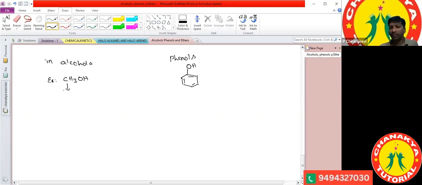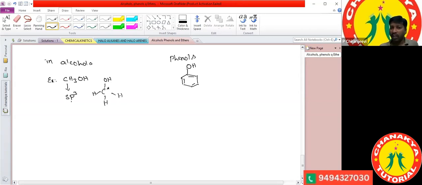CH3OH. What is the hybridization of the carbon in methanol? sp3. What does the hybridization mean? sp3. It has a tetrahedral shape: OH bond, H bond, H bond, H bond. If the carbon is surrounded by 4 sigma bonds, it exhibits sp3 hybridization.